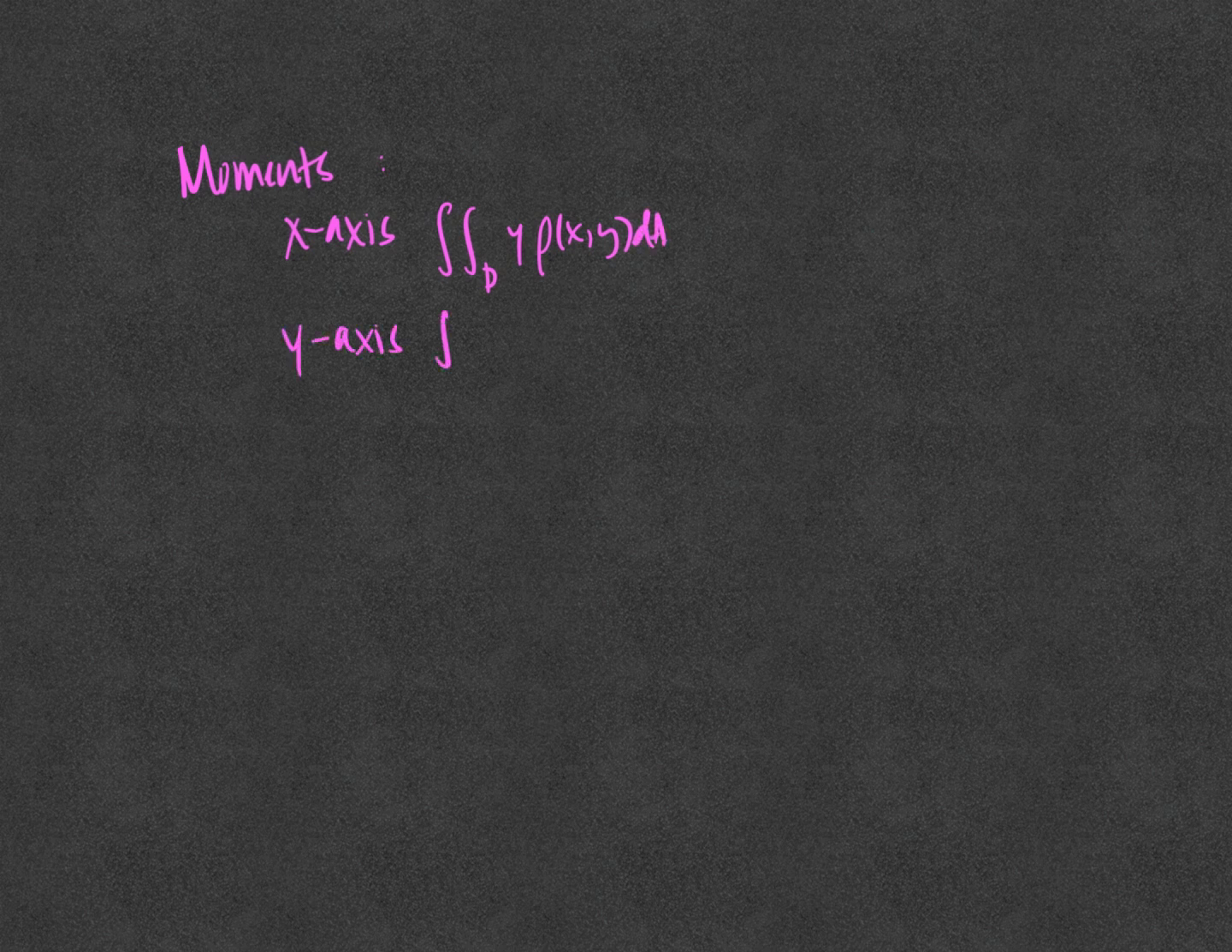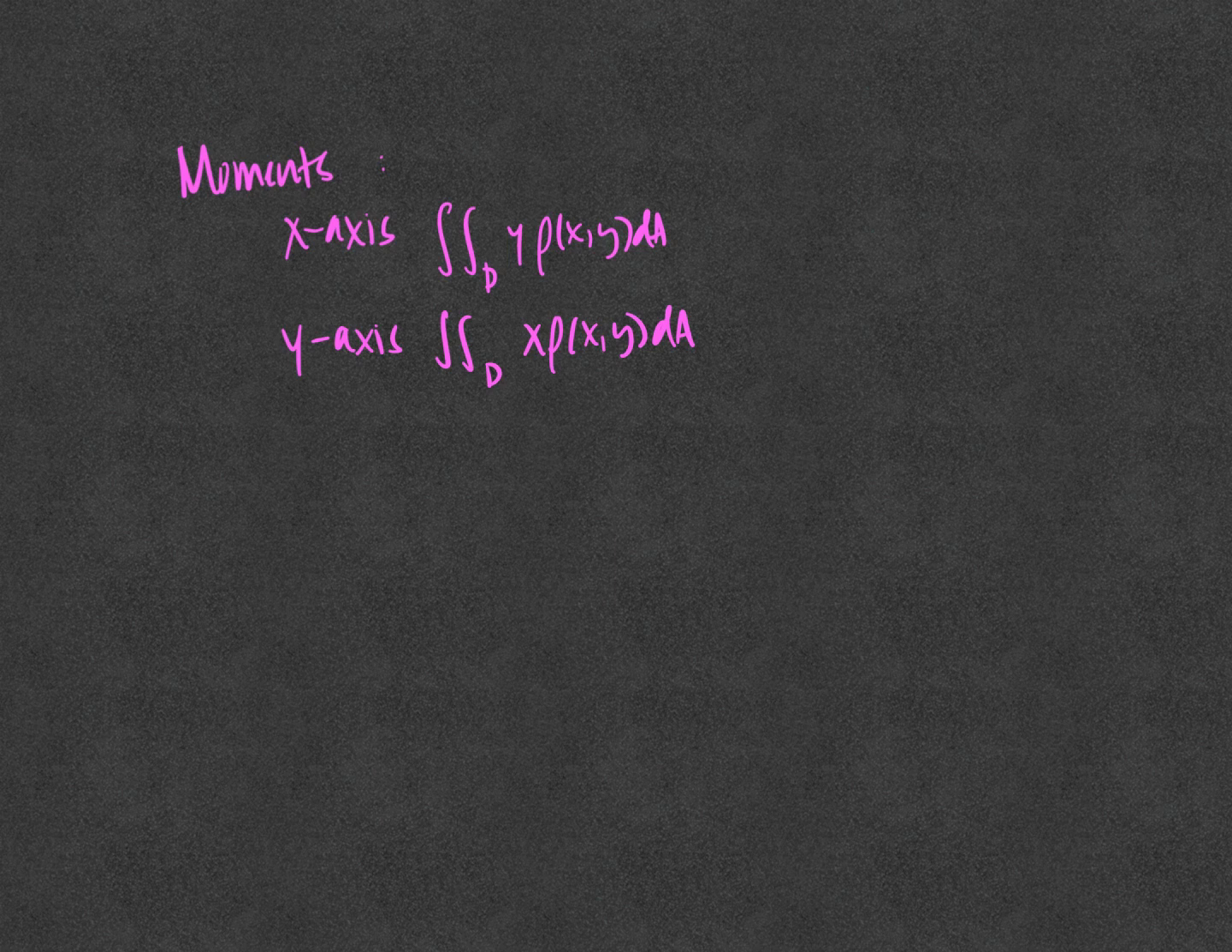The next part is moments and center of mass. So think about moments. When we worked in double integrals, we would say if we were going about the x-axis, we would have the double integral over the region D of y times rho of xy with respect to the area. And if we're going about the y-axis, we would have the double integral over the region D of x times rho of xy with respect to the area.